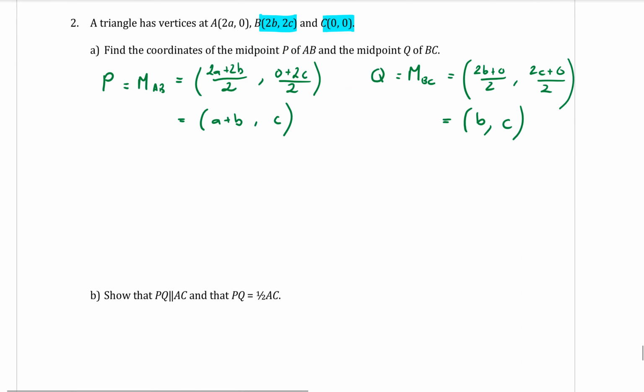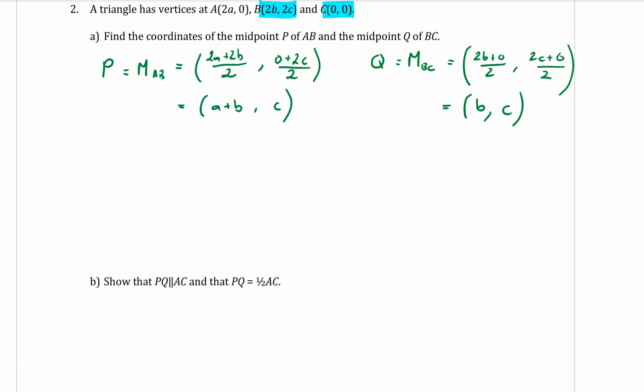Now, here comes the same stuff again. We want to show that PQ is parallel to AC. So we know what to do. We have to find the gradients of both of those things. Make sure you write small so you've got enough room in there.